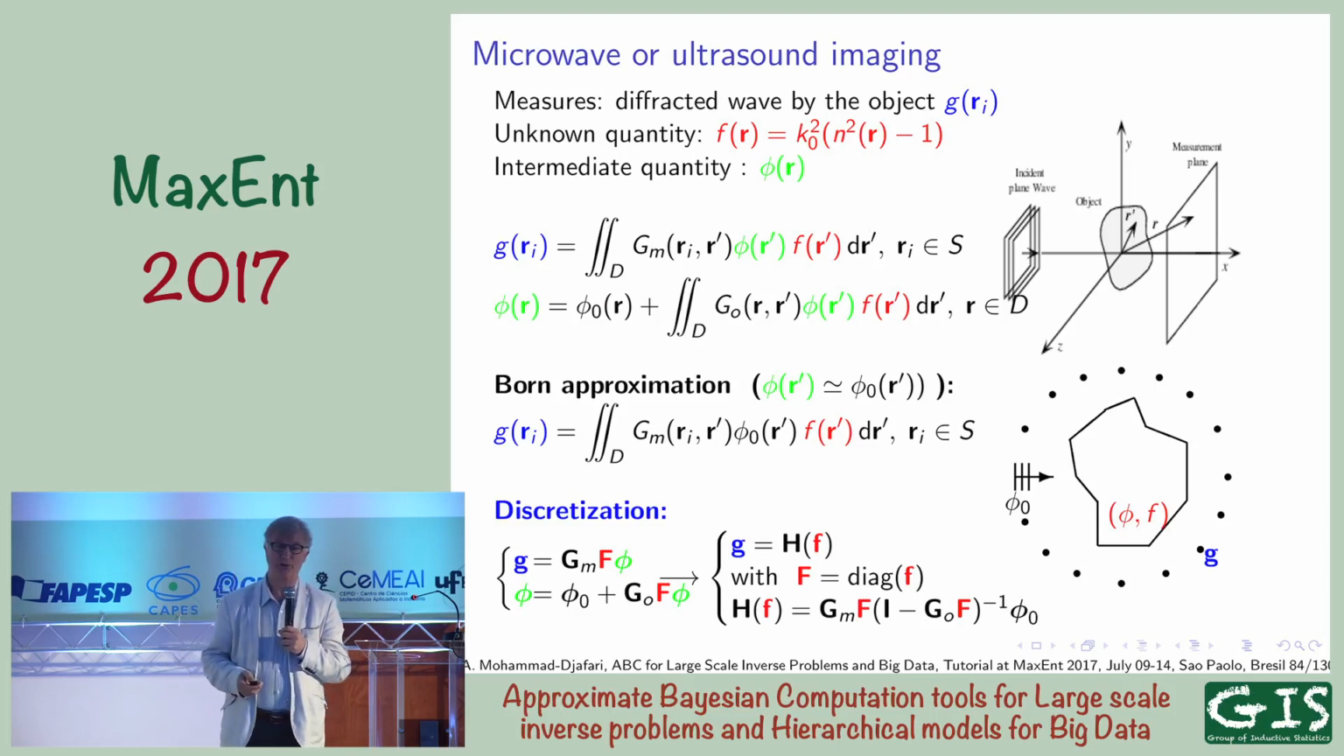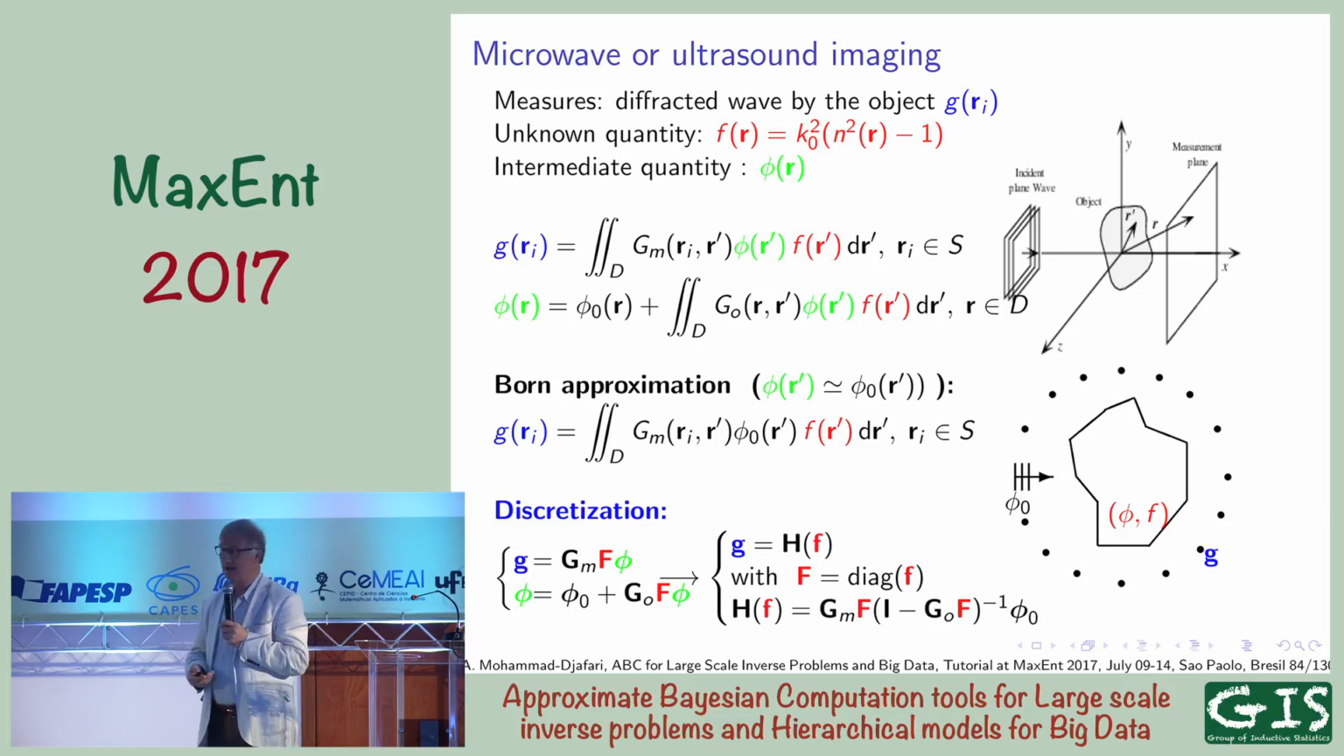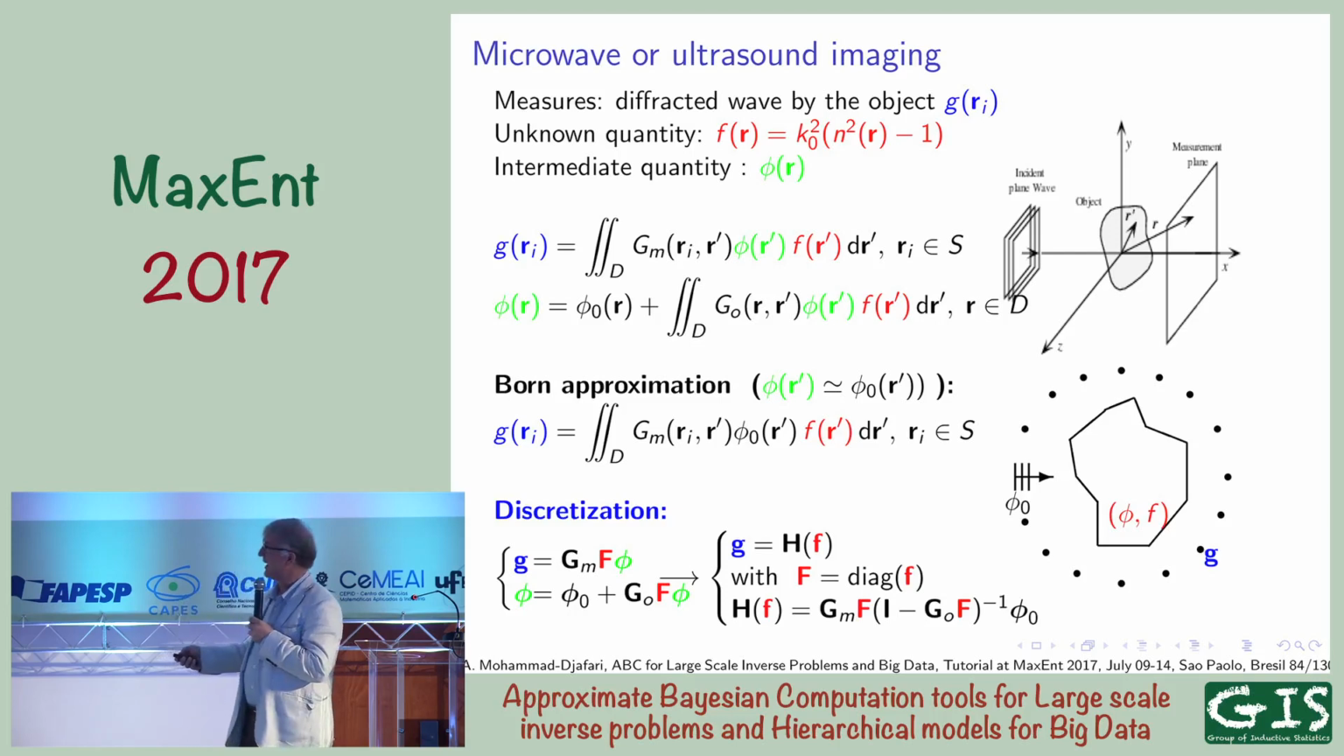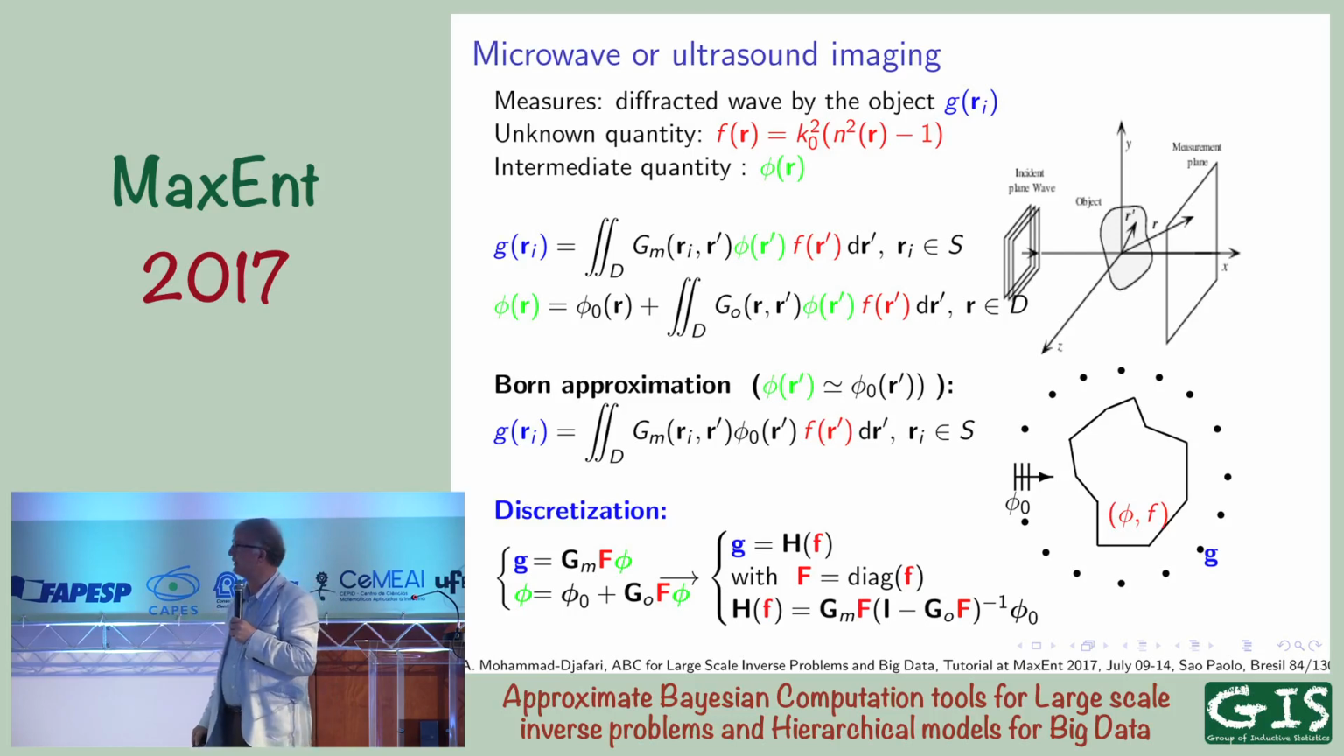Another way to see the inside of the body is not using X-rays, but using microwave or ultrasound. This time, the waves go through the body, and the equations are much more difficult, wave equations that you have to write, and the problem is nonlinear, and it can be written in the form of two equations. G are called Green functions.